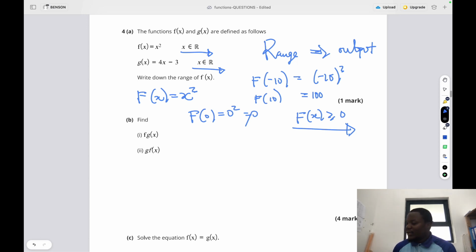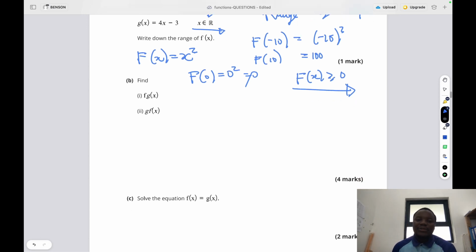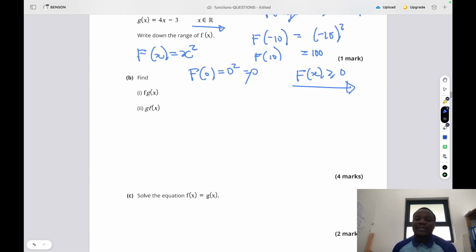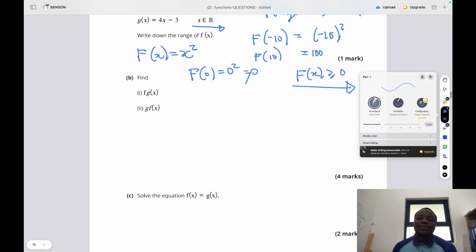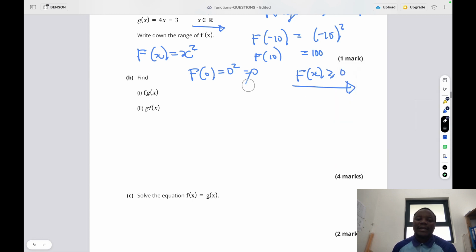Okay, so it's important that we pay attention to the effect of certain powers, because some powers will restrict and change negatives into positives. It's very important that we pay attention to that.